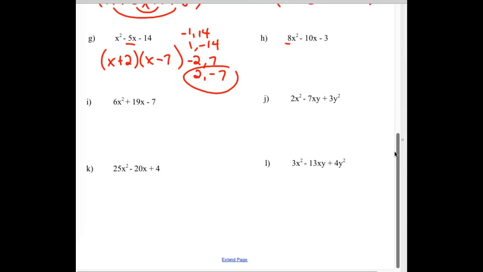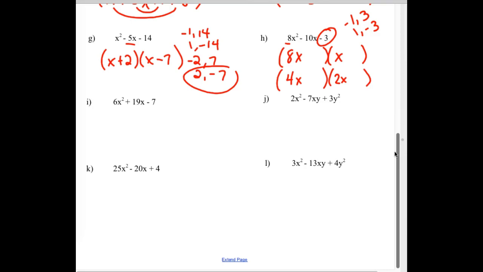We need to split up the 8x squared, and there's a couple different options. We could do 8x and 1x, or we could do 4x and 2x. Right now, I don't know which one's going to work. So I'm going to list them both. We only have a couple options to get a negative 3. We could do negative 1 times 3 or 1 times negative 3. And now it's just a matter of plugging those numbers in and seeing which one's going to get us that correct negative 10x for our middle term.